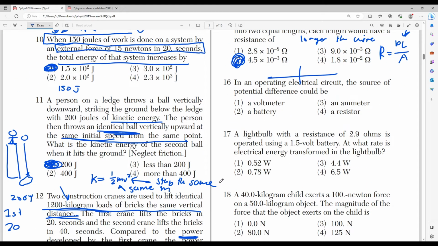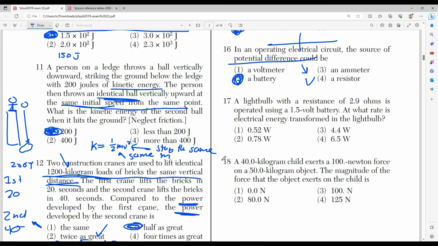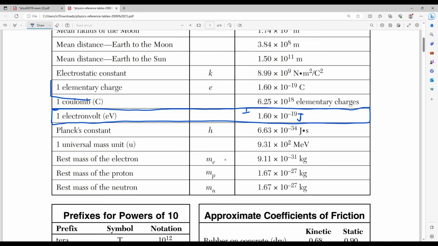Number 16 says, in an operating electrical circuit, a source of potential difference could be a battery. Remember, potential difference is voltage. Batteries supply voltage, 9-volt batteries, 18-volt batteries, that's all. Number 17 says, a light bulb with a resistance of 2.9 ohms is operated using a 1.5-volt battery. What is the rate of electrical energy transformed in the light bulb? Electrical energy.